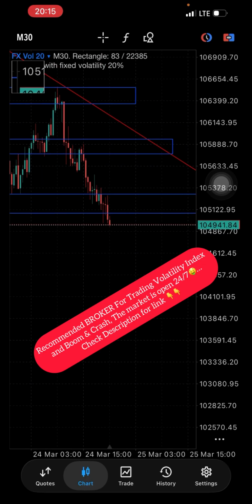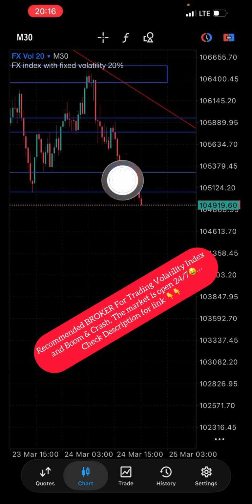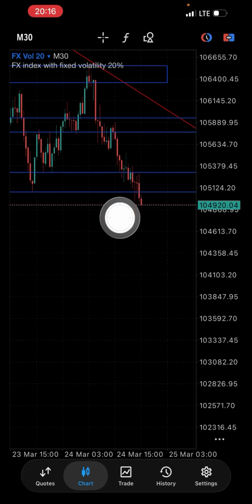So you can see this is what's happening here. There is a structure here. All right, there's a structure here, but price reacted a little bit with it. It was unable to hold price, to bounce price towards the upside. Do you know why it failed to bounce price?